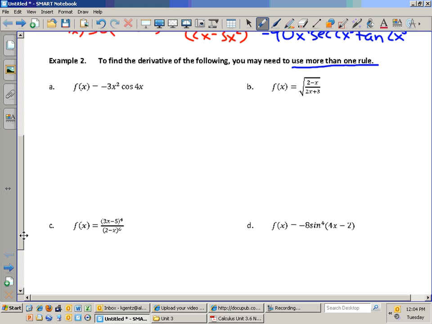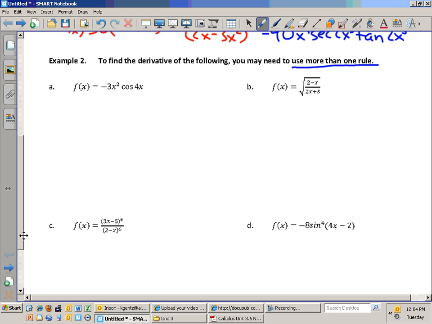B is tough. It's really tough. What do we see there? What two things do you see? Quotient rule and the chain rule. Notice I have an inside piece here, this 2 minus x over 2x plus 3. That's an inside to the outside piece.